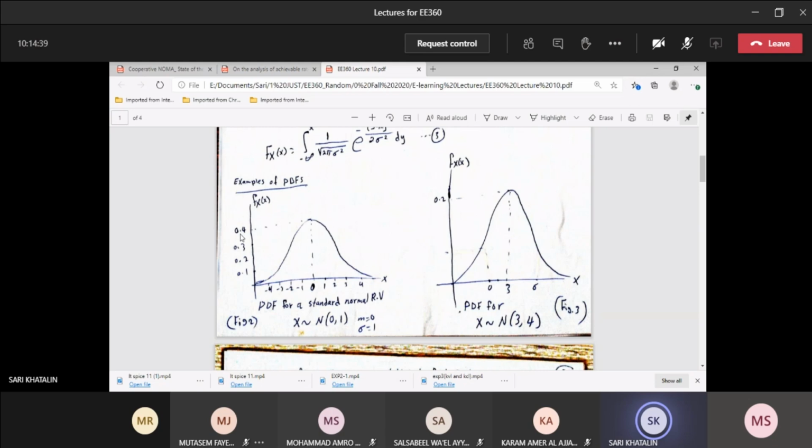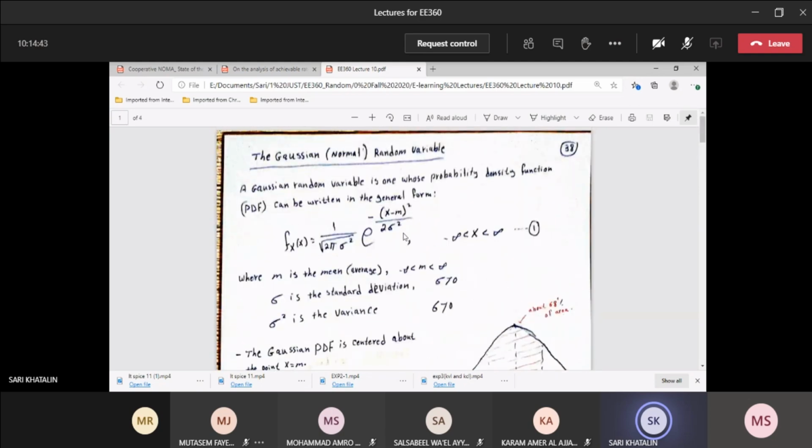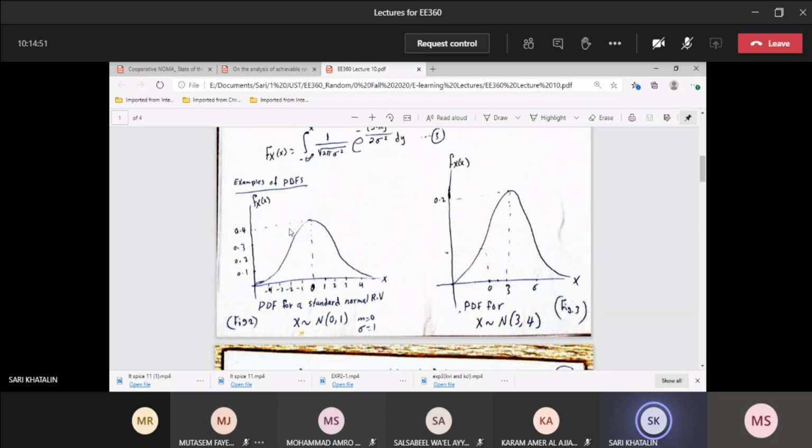And the peakedness will be 0.4. So if you go back to equation 1, the PDF, and plug in m and sigma squared, and x is equal to 0, it's going to be equal to 0.4. Similarly, figure 3, yet this is another example.